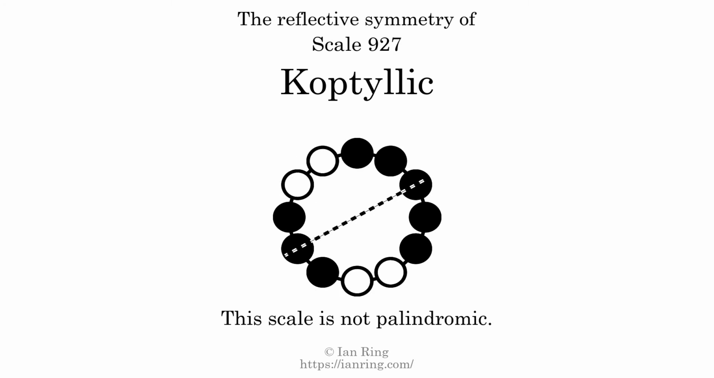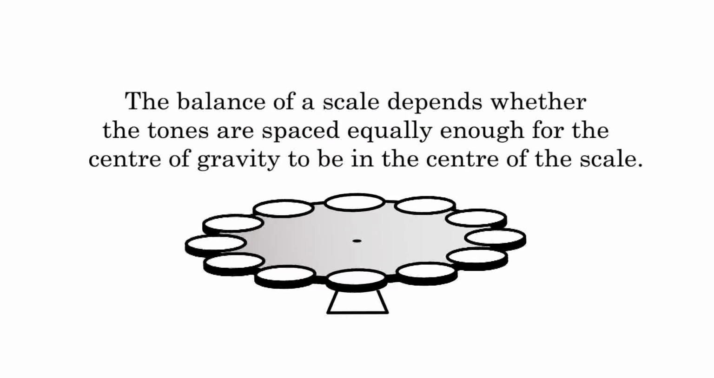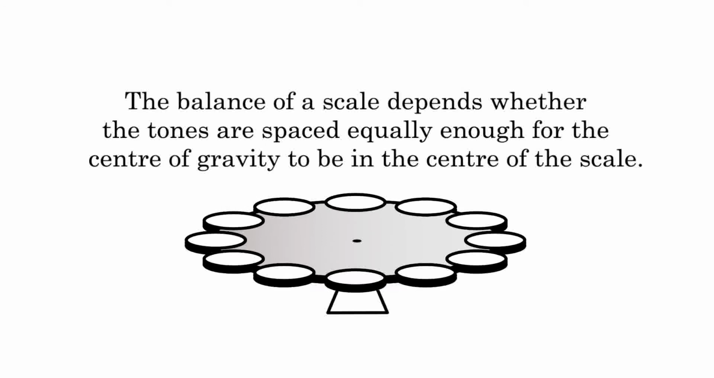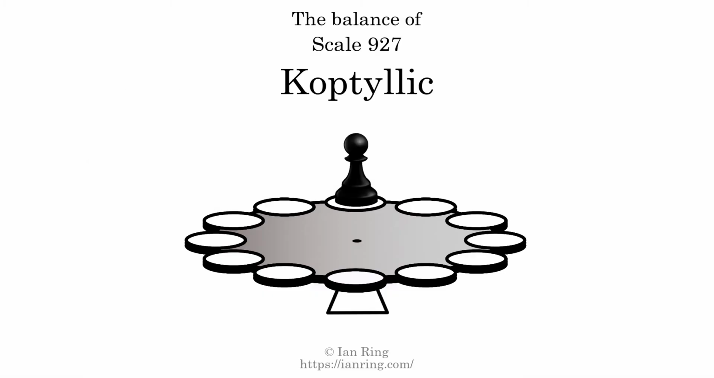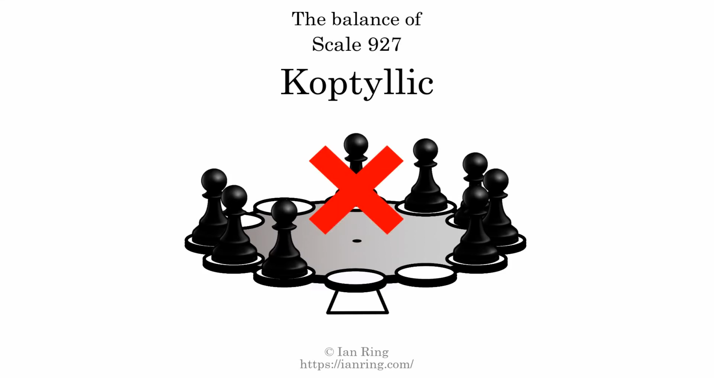This scale has reflective symmetry across an axis positioned 2 semitones from the root. This scale has a different pattern of intervals ascending and descending, so it is not palindromic. This scale has one ridge tone here. The balance of a scale depends on whether the tones are spaced equally enough for the center of gravity to be in the center of the scale. This scale is not balanced.